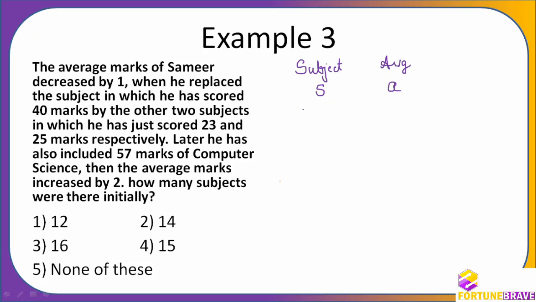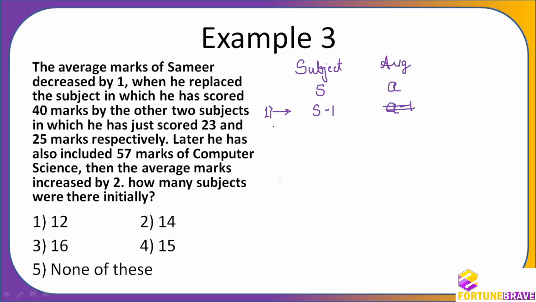Now one subject is going out. So I am going to write it. What will happen at the first? One subject will go out, so it will become S minus 1. Now the average is also decreasing. What happens to the average, we do not know.